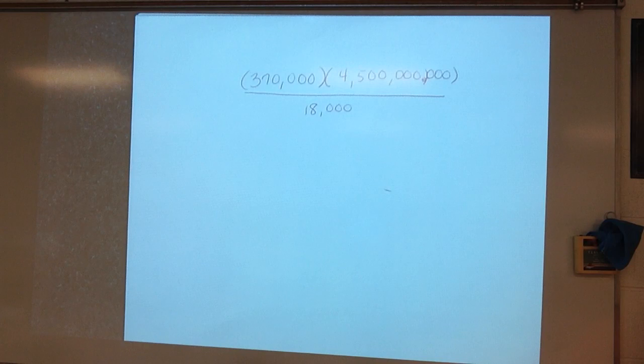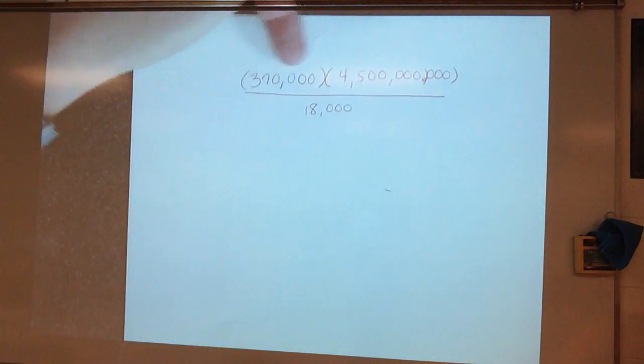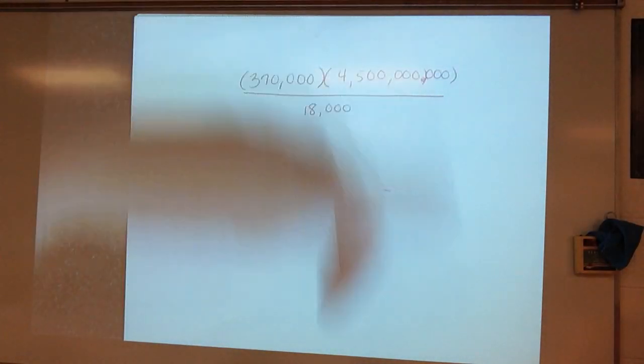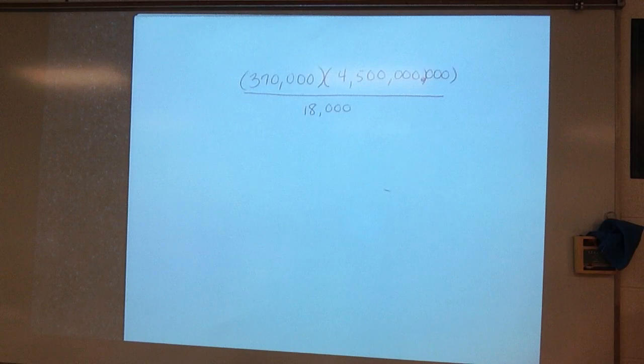Now, that's a crazy number. Think about this. I have to multiply those two. Most of the time, our calculators probably aren't even going to go, I'm not even going to be able to do it on a calculator because the numbers are so big. All right, and then I have to divide it by 18,000. So I can actually use scientific notation to help me.